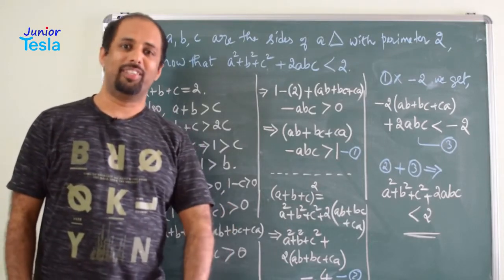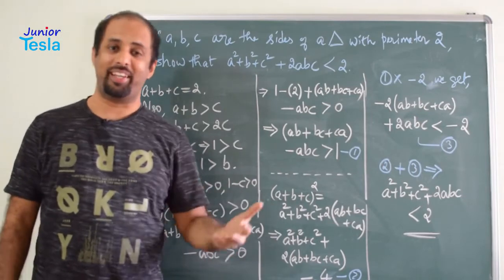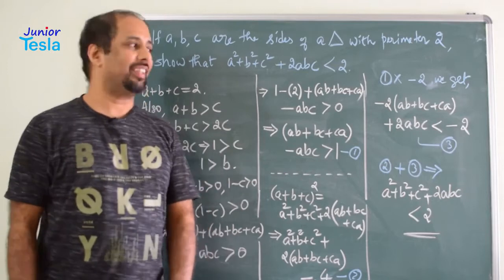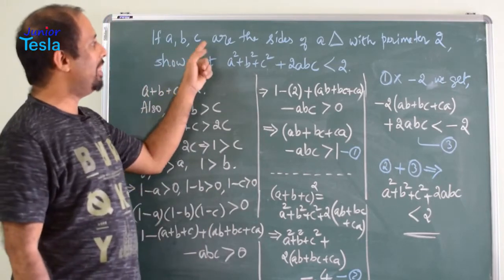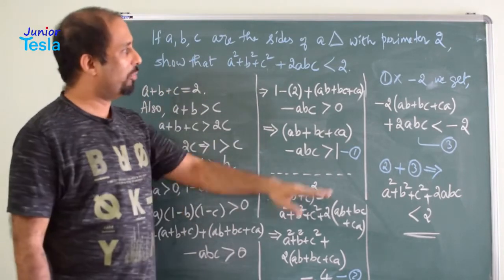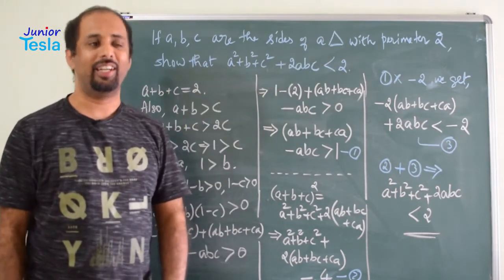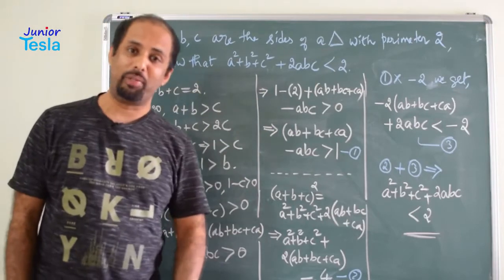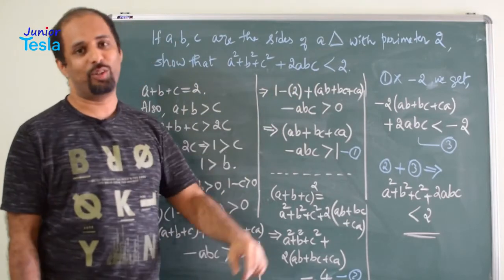In today's problem, we have algebra, geometry, inequalities, identities, so many things. Let us see the problem. The sides a, b, c of a triangle with perimeter 2 are given. You are supposed to show that a square plus b square plus c square plus 2abc is less than 2.